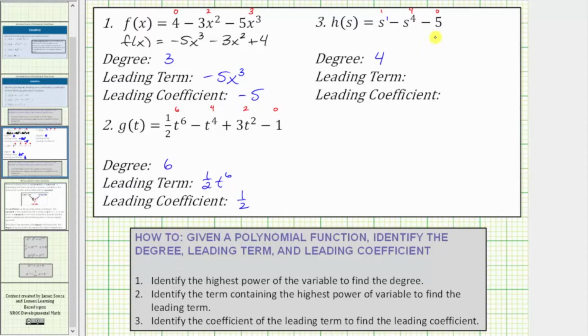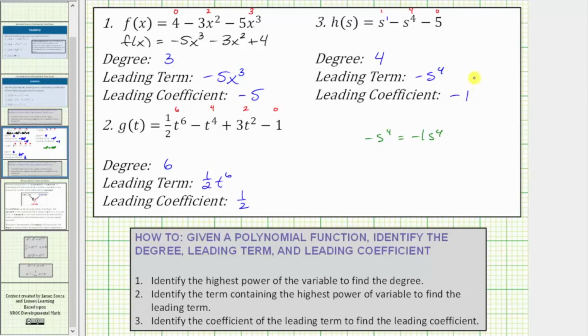Because the term containing the highest power of the variable is negative s to the 4th, negative s to the 4th is the leading term. Notice how we have a negative here because of the minus s to the 4th. Remember, minus s to the 4th is the same as plus negative s to the 4th. And because negative s to the 4th is equal to negative 1s to the 4th, the coefficient of the leading term is negative 1, which means the leading coefficient is negative 1.